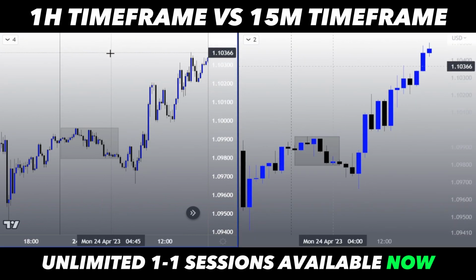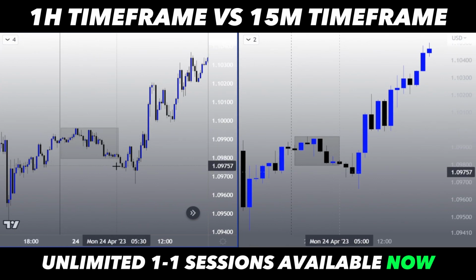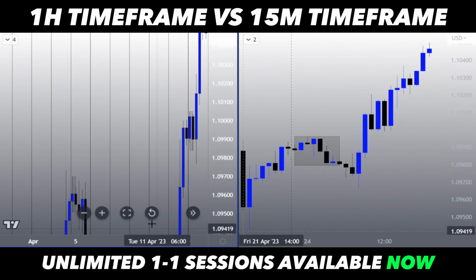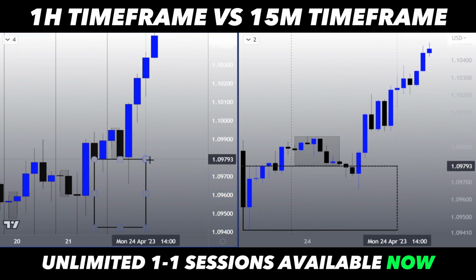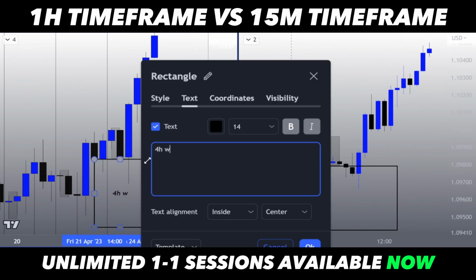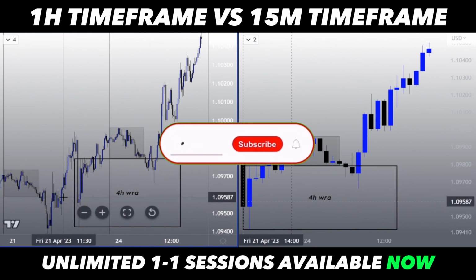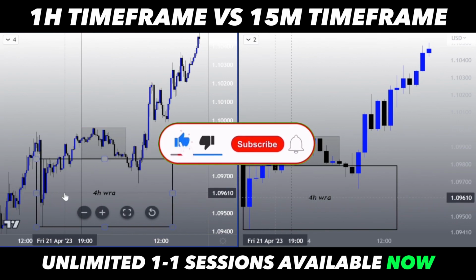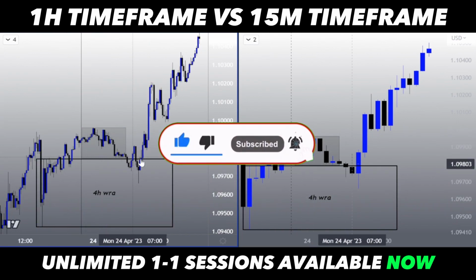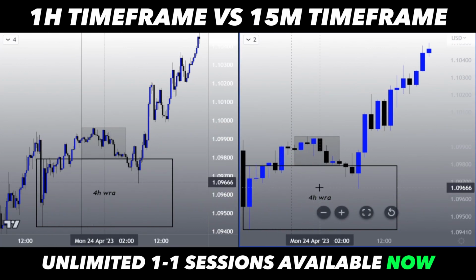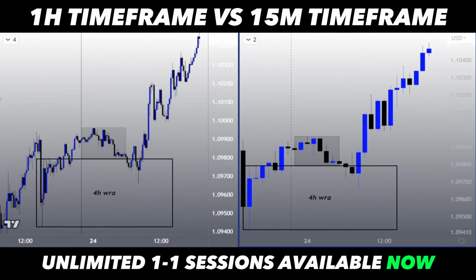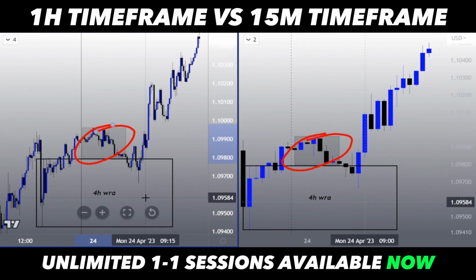So right now, I'm just going to draw a demand zone underneath this Asia session. So let's identify our demand zone. Right here, we have a 4H wick rejection area. That's that 4H wick rejection area. So there you have it. That's our 4H demand zone wick rejection area underneath the Asia session. And we have the same thing happening on our 1H time frame. On both charts, we can clearly see the Asia session is right here.